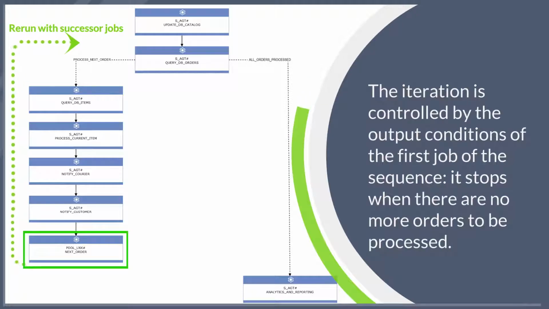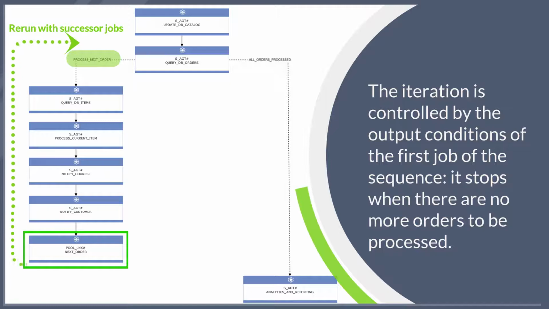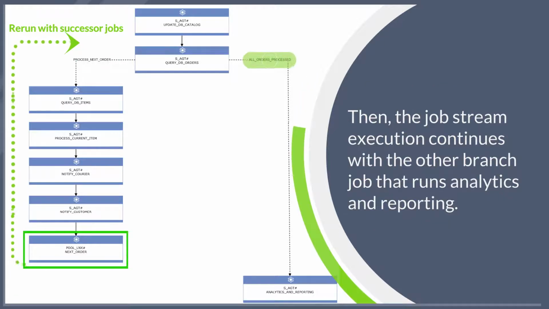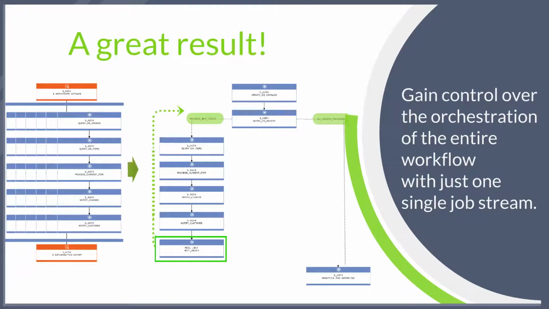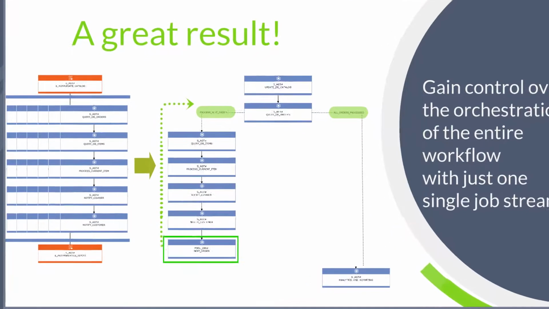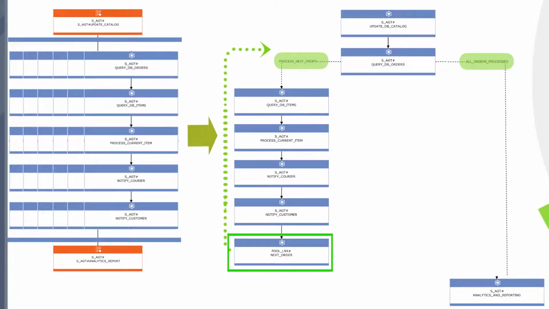The iteration is controlled by the output conditions of the first job of the sequence. It stops when there are no more orders to be processed. Then, the job stream execution continues with the other branch job that runs analytics and reporting. In this way, Rob achieves a great result. He gains control over the orchestration of the entire workflow, with just one single job stream.